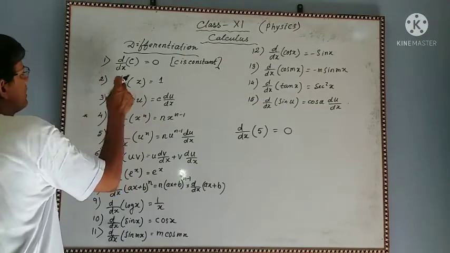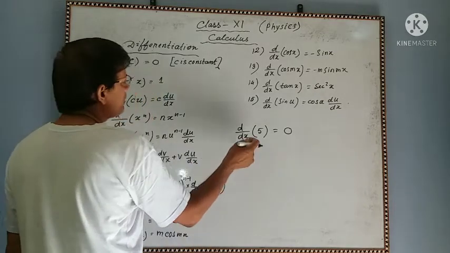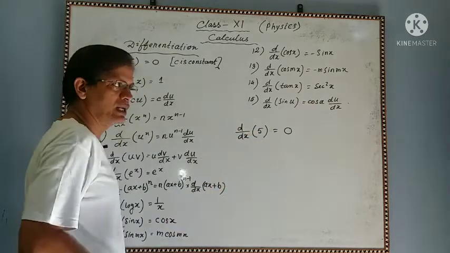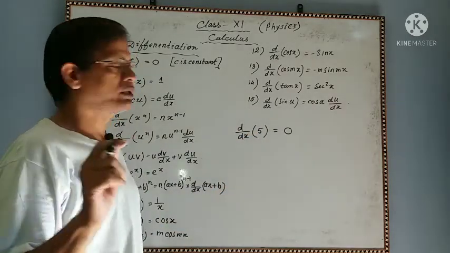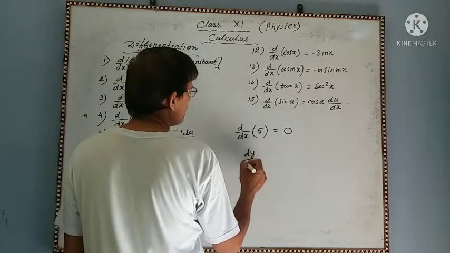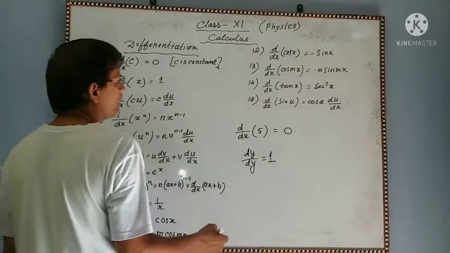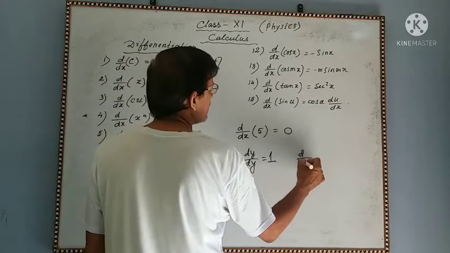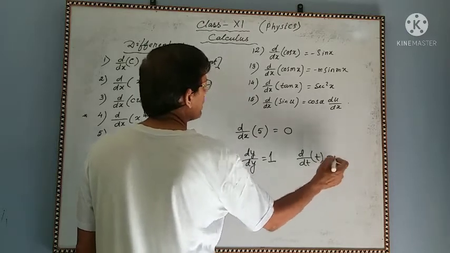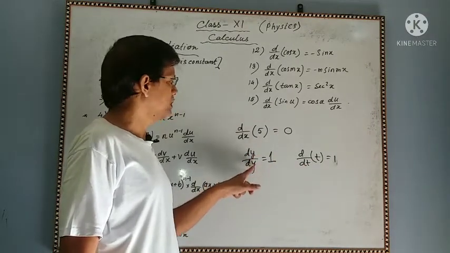Now the second one: d by dx of x equal to 1. That means if there is a variable and you are differentiating with respect to the same variable, then the result is 1. d by dx of x is equal to 1. This is also equal to 1, and d by dt of t is equal to 1. Here you see this and this are the same.